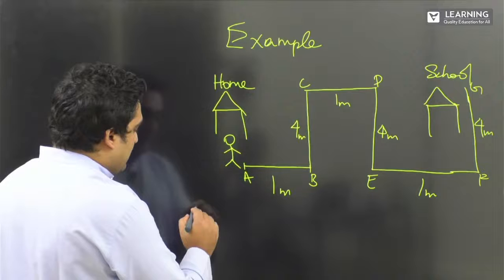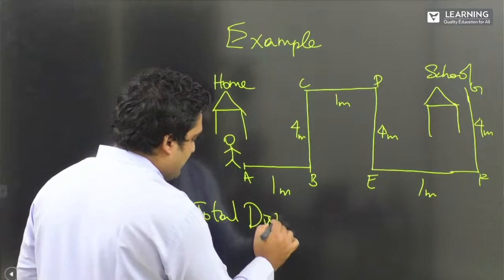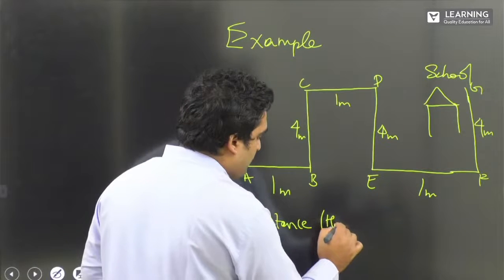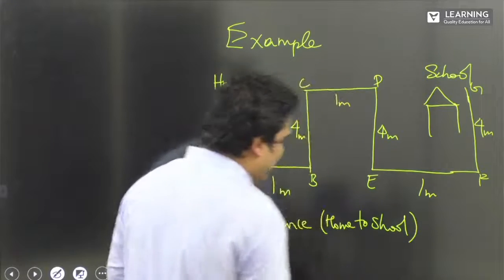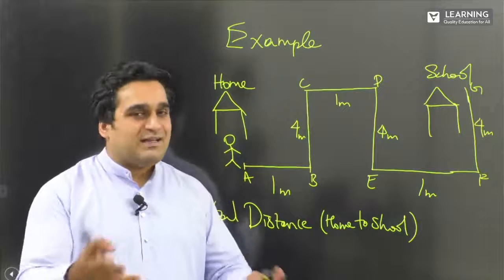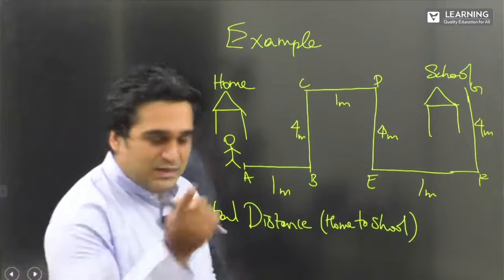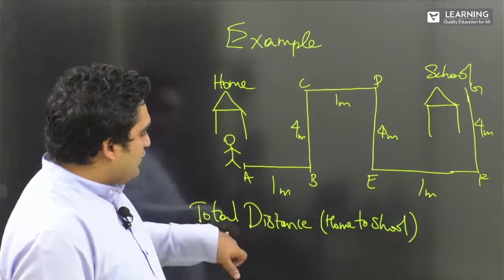What is the total distance from home to school? Now remember, distance only relies on total path, but it does not depend on the direction. So don't take into consideration which is the direction. So what is the total distance?